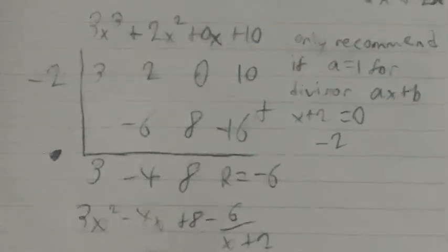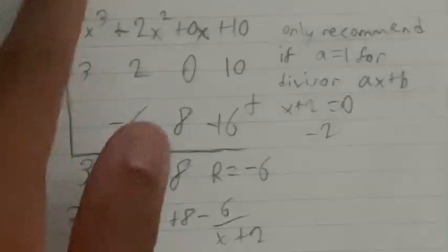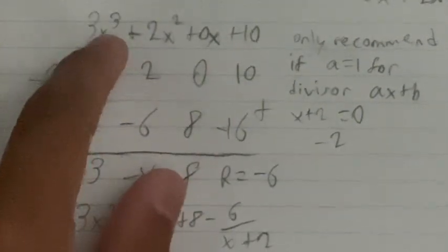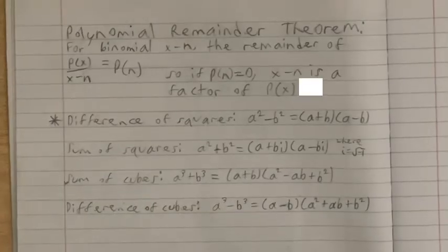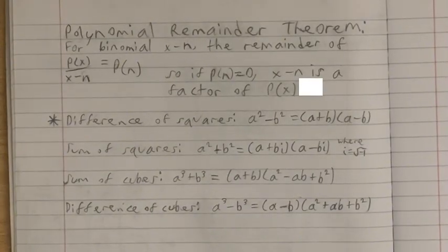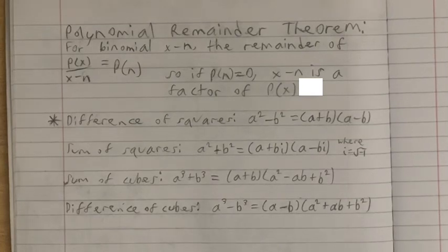Then finally, after you do that work, you put in the variables, with the exponents being 1 less than each of the ones in here. And here's the polynomial remainder theorem. That's pretty important. And then these algebra identities, especially the difference of squares, that's important.